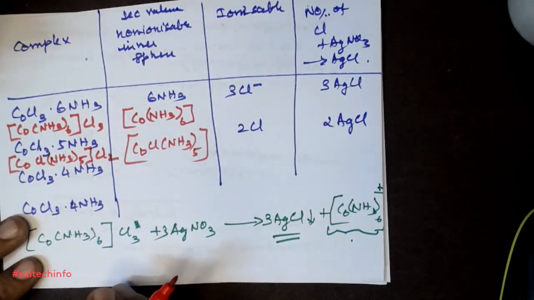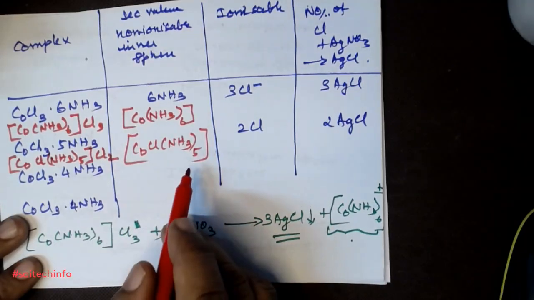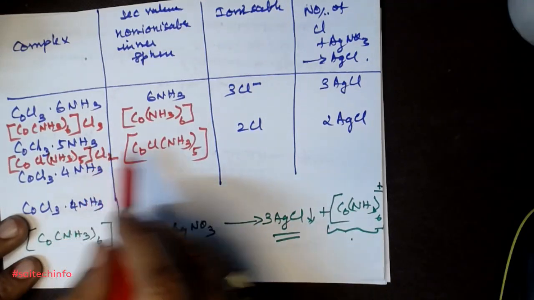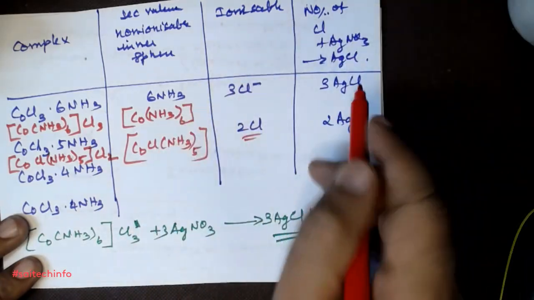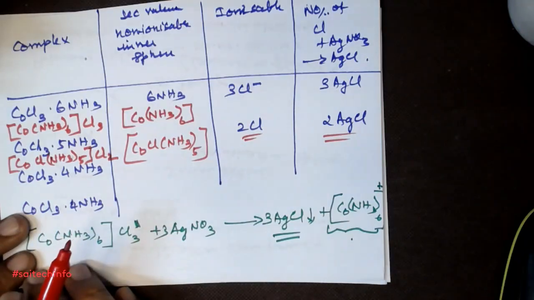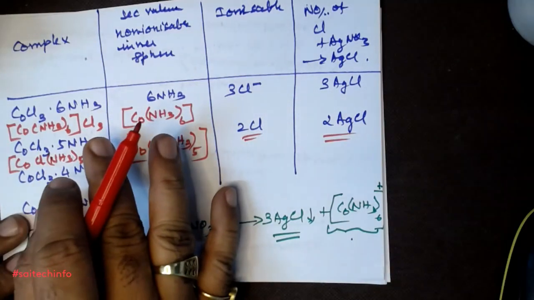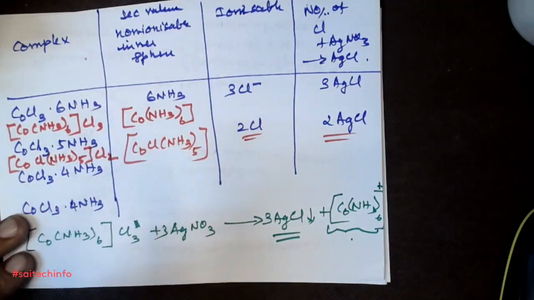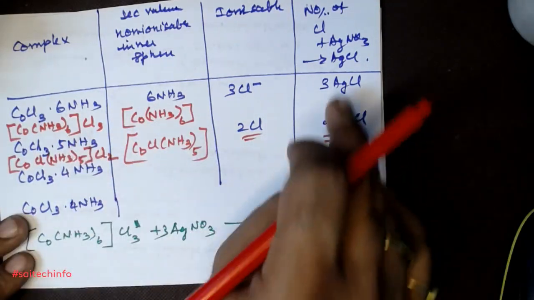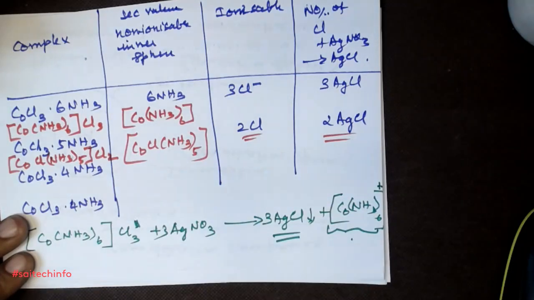They are not ionizable. It means we have the ionizable chloride. 2 chlorides are available, so they are here, and that will combine with the silver nitrate to form 2 AgCl. From this you can easily find out. From this experiment you can easily analyze how many chlorine atoms are outside the coordination sphere based on the number of moles of silver chloride. Do you understand this point?